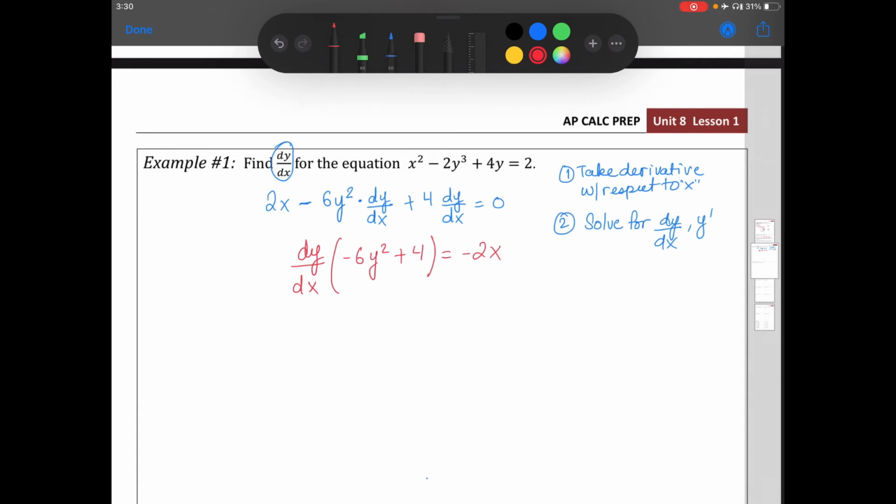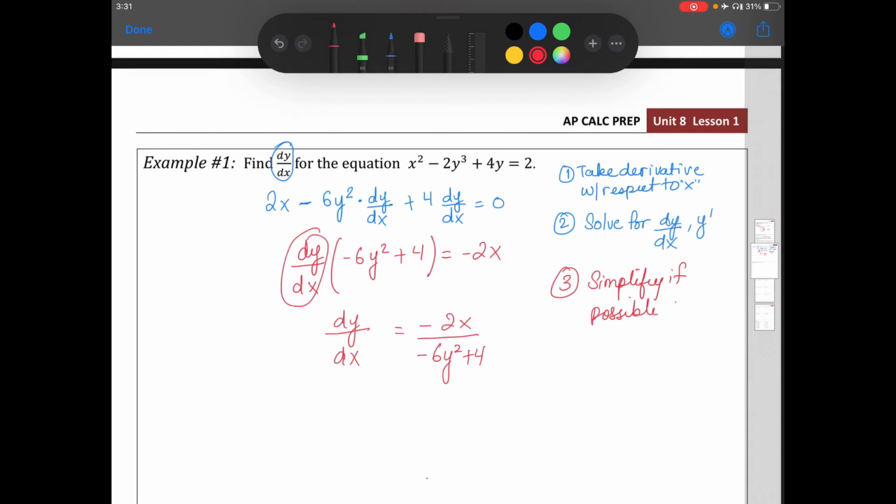Now, I want just this by itself, so I'm going to divide. So dy over dx equals negative 2x over negative 6y squared plus 4. And that's basically it. So now step number 3 is solve and simplify if possible. So dy over dx, the 2 goes into all of them, so I can factor out the 2. It will be negative x over negative 3y squared plus 2. So that is your answer.